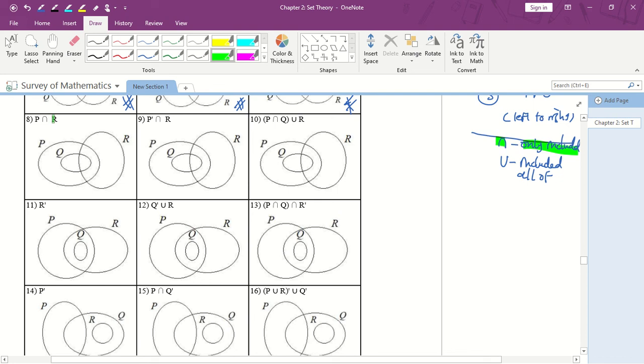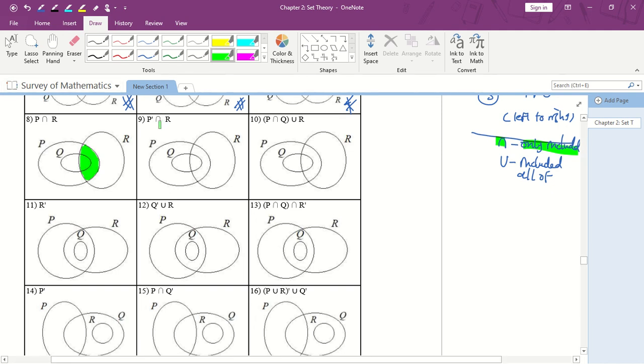P intersect R means every region that P and R touches. So it will be here and here. That's all. You might ask, hey, how about the Q? Q is not in the equation. I don't care about Q, because P intersect R means that I will shade that region, no matter Q is here or suddenly there's another S, T, U here. I just shade the region that P and R touches at the same time.